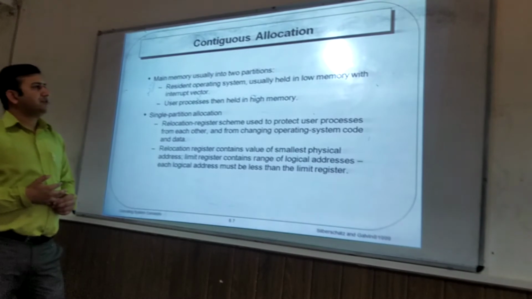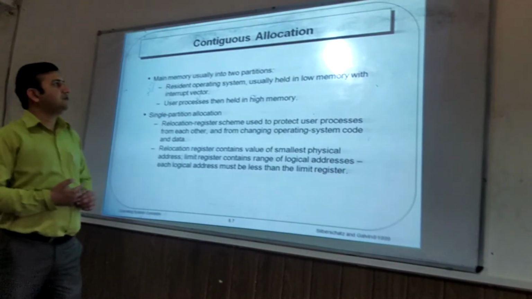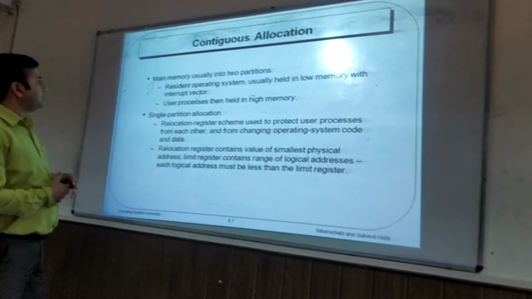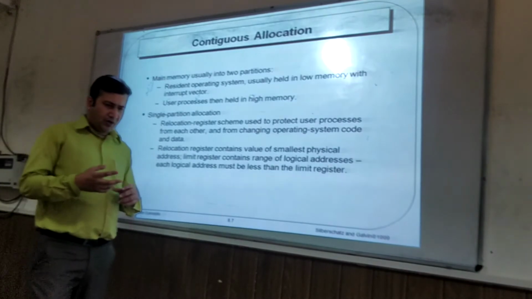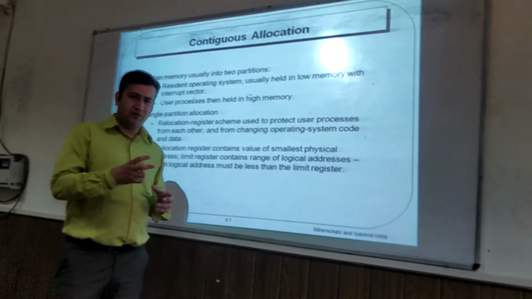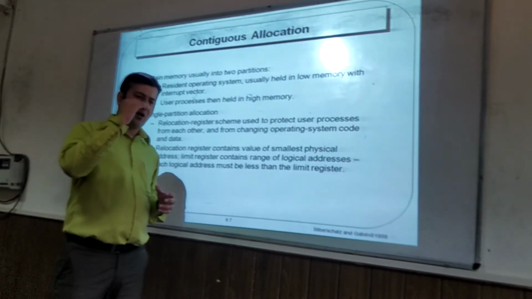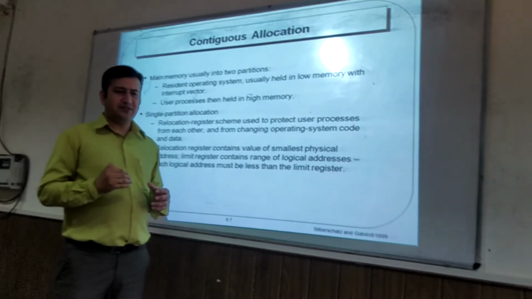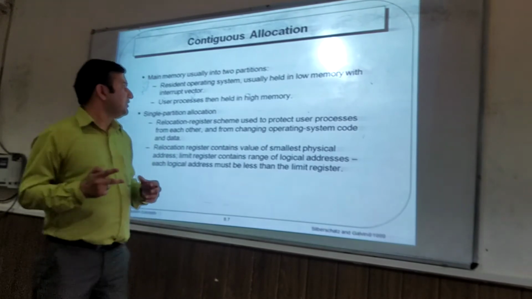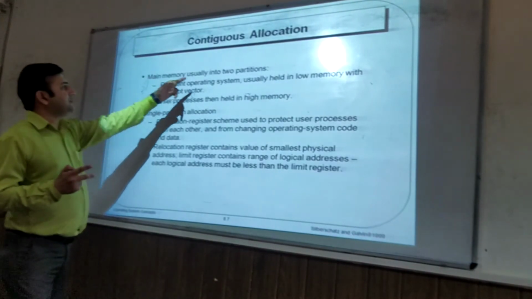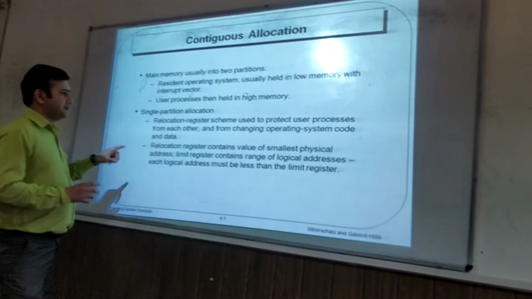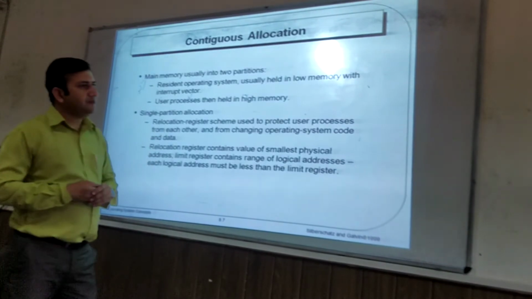Next one: there are two kinds of allocation of memory. First one is contiguous allocation, second one is non-contiguous allocation. During contiguous allocation, first of all we should know the structure of memory for storing data. There are two parts of memory. First one is the resident operating system area, second one is the user process area. During these two parts we can define the memory. So main memory is usually divided into two partitions, resident operating system and user process, held in high memory. But how to allocate the memory?